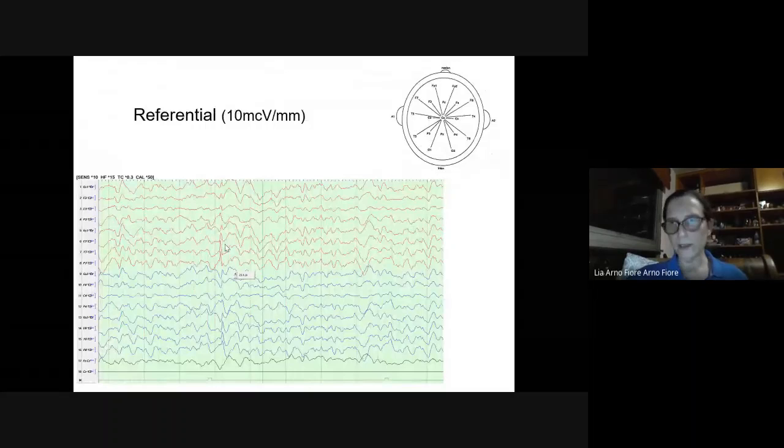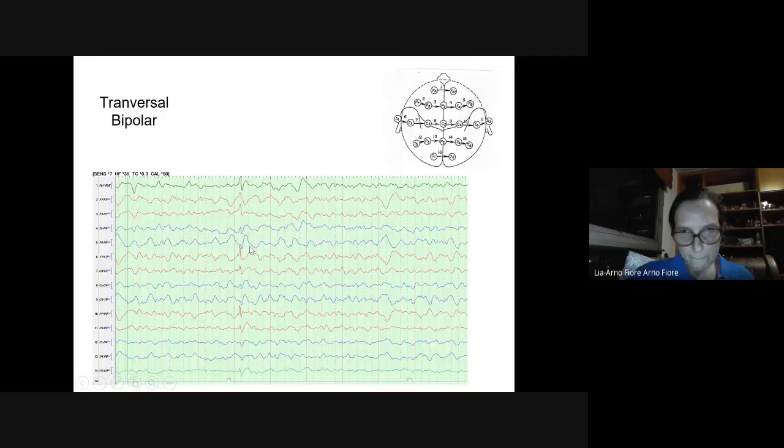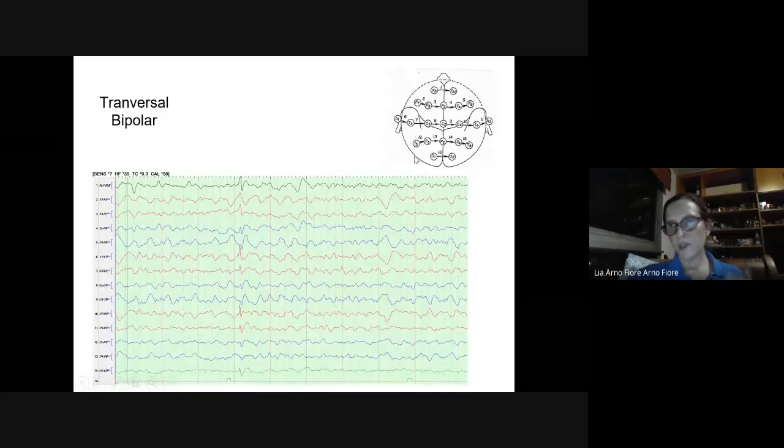Okay, what else? You can do the transversal bipolar, right? So here I've got F1, F2, then one side comparing to the other, right? These compared to these, the frontals, then the central, right? CZ is in the middle, central one side, central the other side, then parietal, right? So I just put the color so you can compare one side to the other.